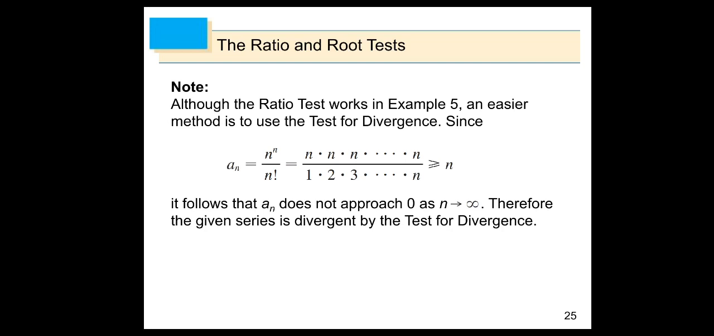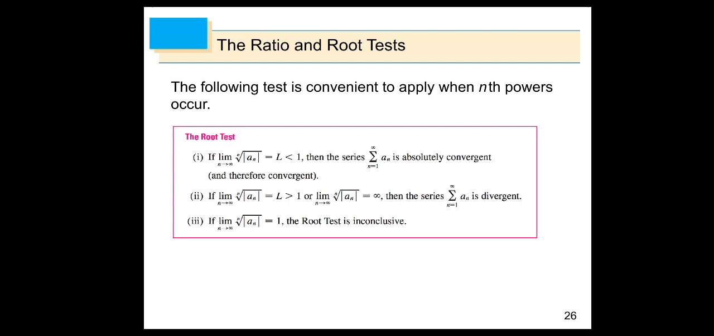Although the ratio test works in example 5, an easier method is to use the test for divergence. If it does not approach 0 as n goes towards infinity, (sorry guys, my bad, I'm fasting today as well), therefore the given series is divergent by the test for divergence, right? Then we have the root test again.